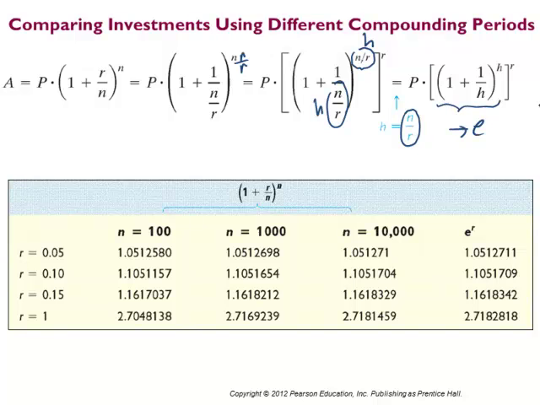And I don't know if Lacey explained that as one way of telling you what e is. E is just the result of taking the limit of this expression here. So you end up with p times e to the r power.